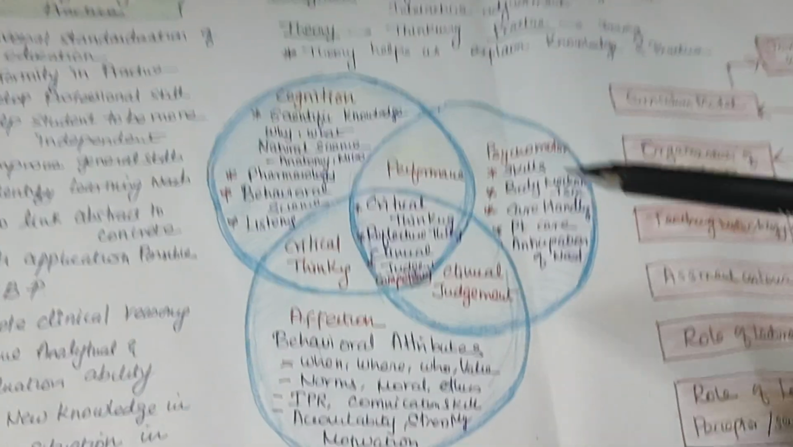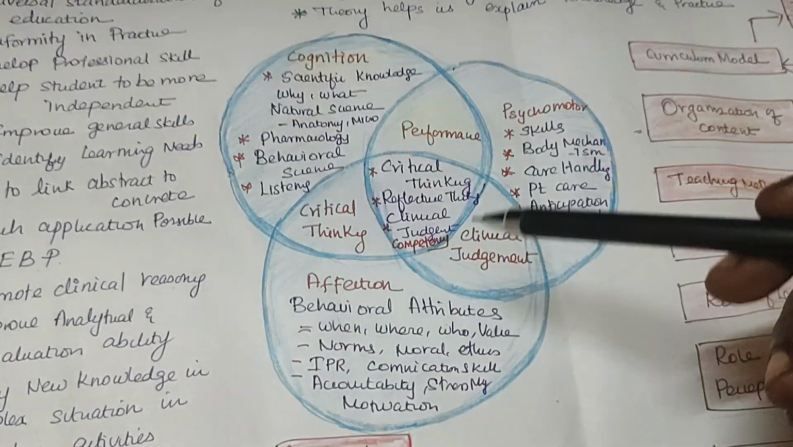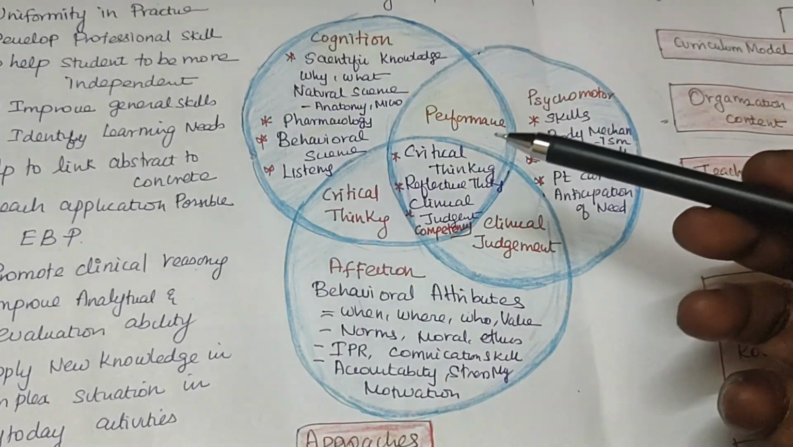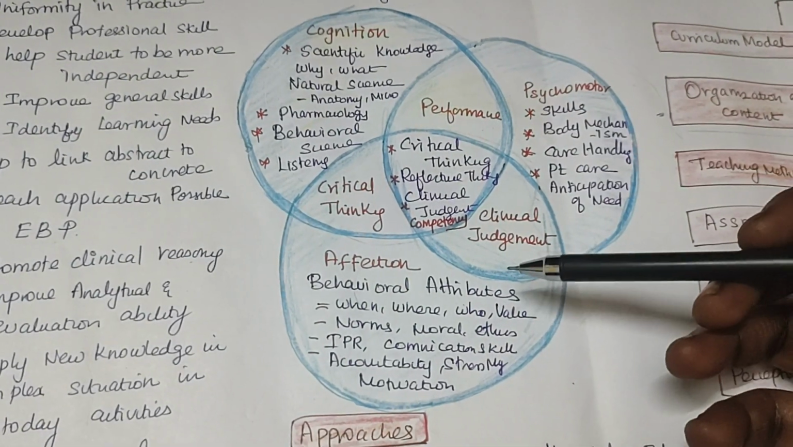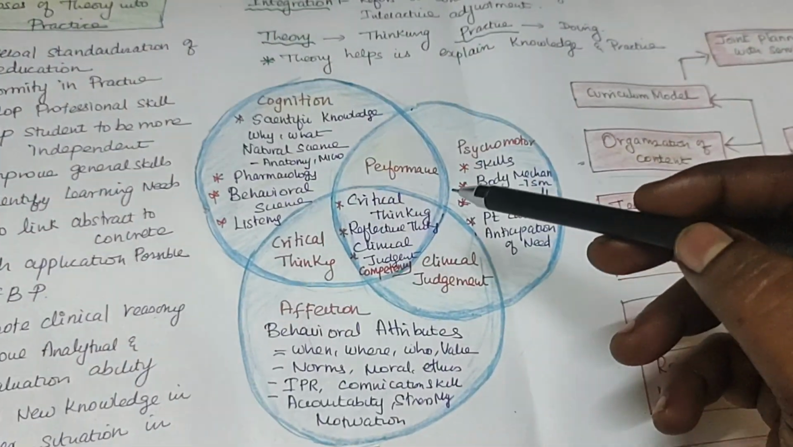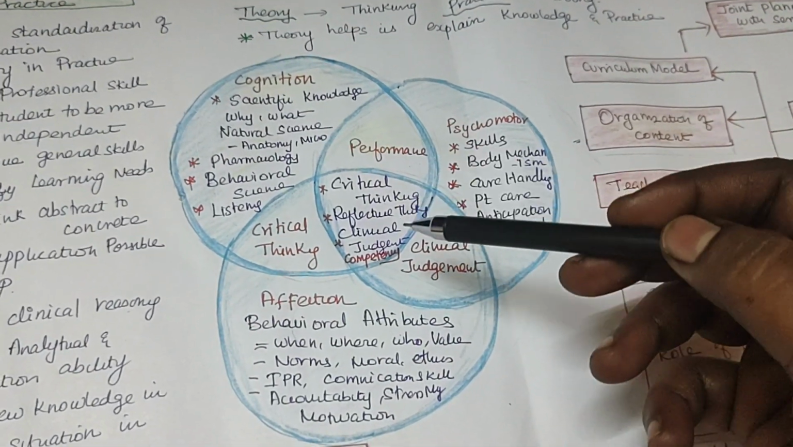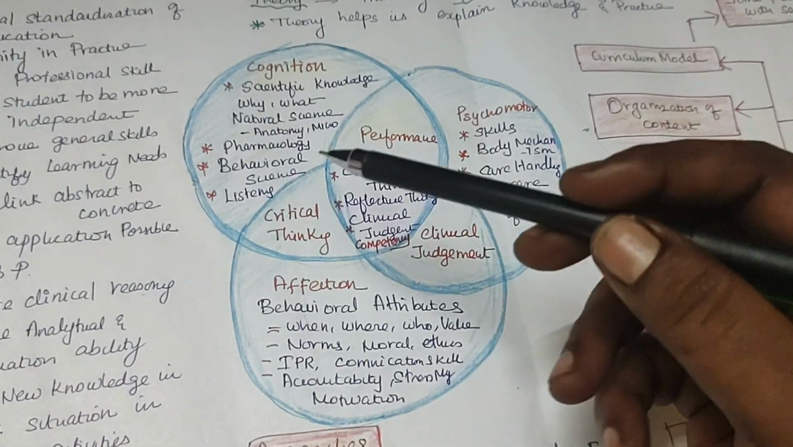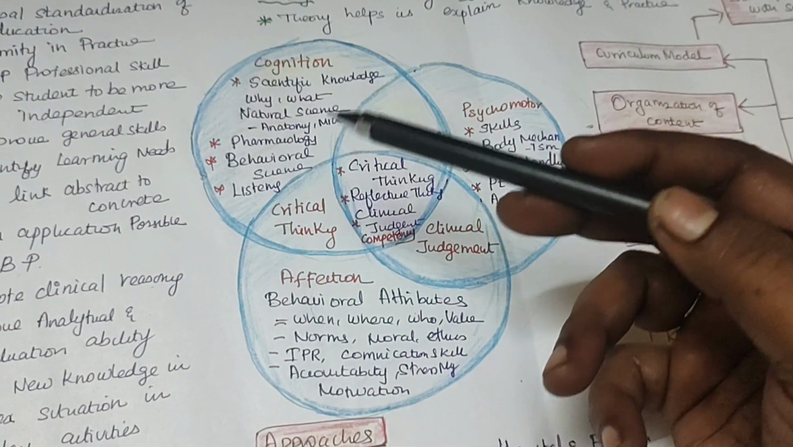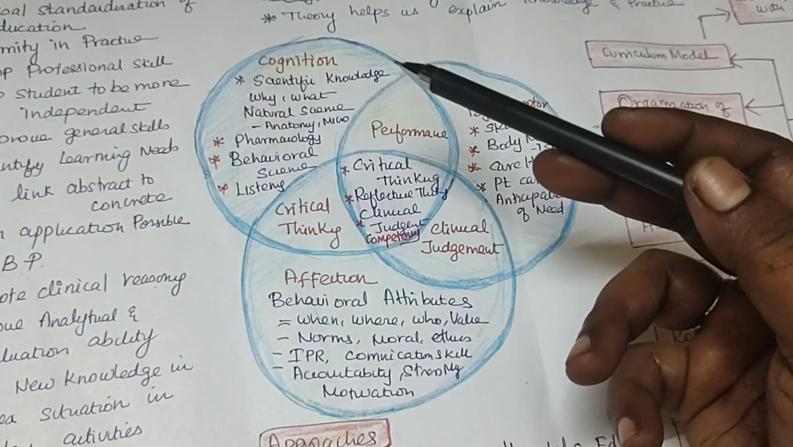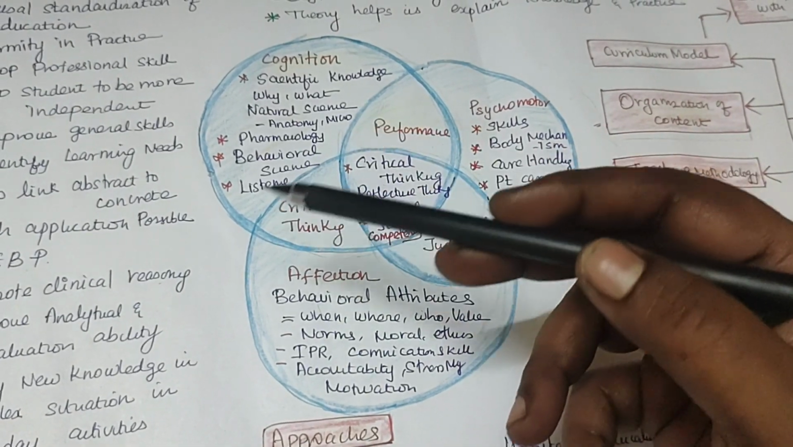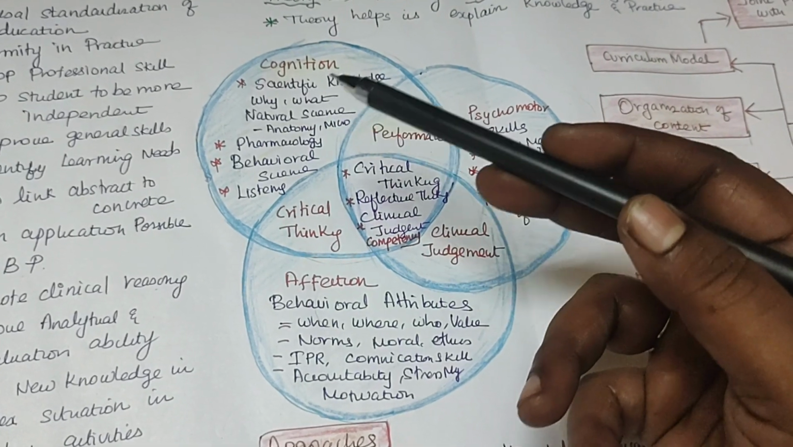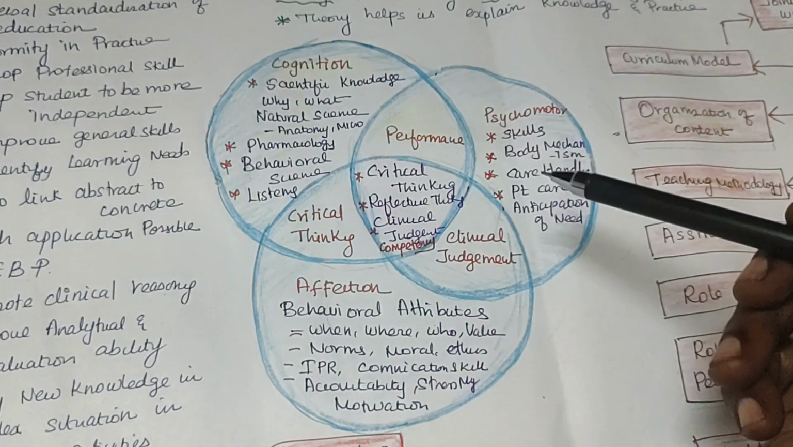In this chapter we are going to see how this learning takes place by the KAS, or knowledge domain, cognition, affective, and psychomotor domain. All these will be applicable, and the competencies will be developed by performing those skills, not only learning the theoretical. Cognition will be the scientific knowledge, like comprehension and understanding. Everything will be like listening, learning, behavioral science, pharmacology, scientific principle, what, why, everything you will be learning.